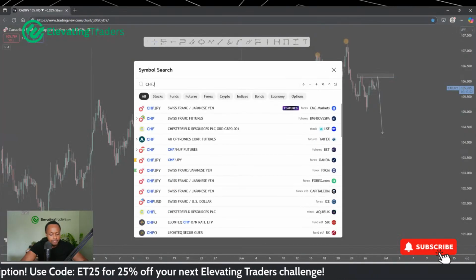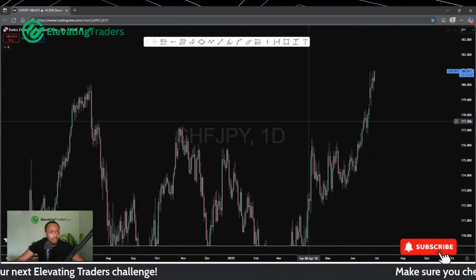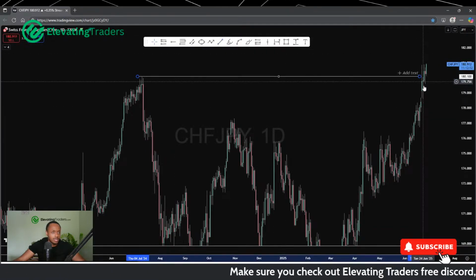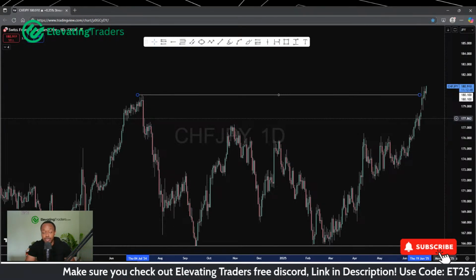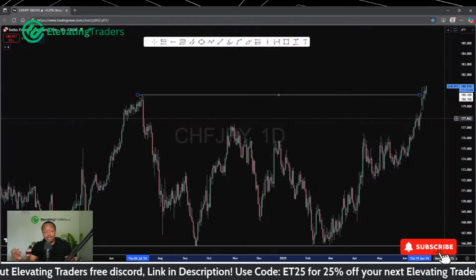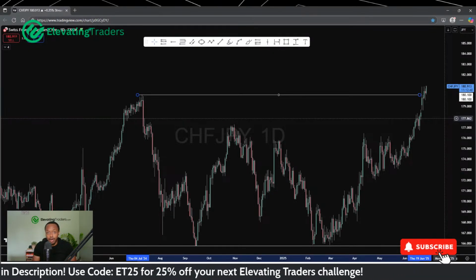Swiss yen, another interesting pair, which of course has created new all-time highs. Again, for the most part, Swiss is still quite strong, so we're probably still seeing price rally higher. But again, I'm not interested to buy Swiss yen because we are very bullish. Market's quite overextended. We're clearing all-time highs. This is not a position where I want to buy, especially as a swing trader.